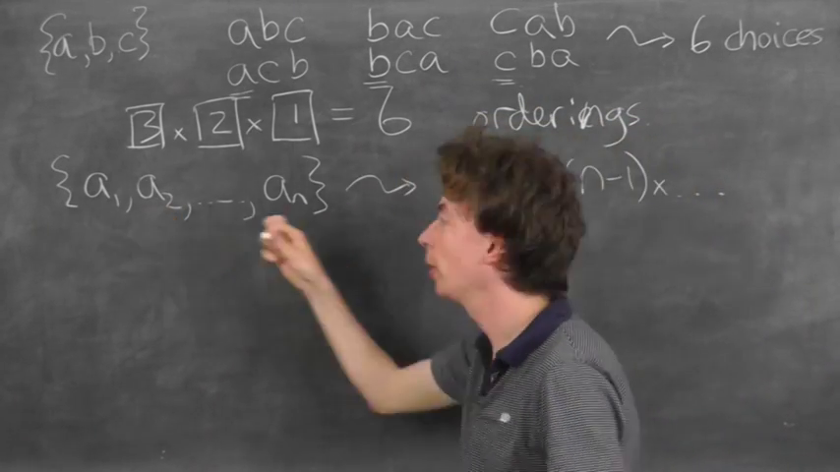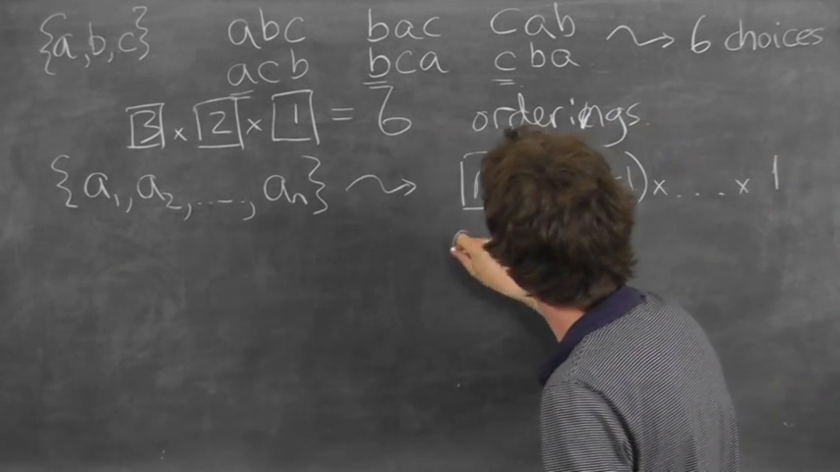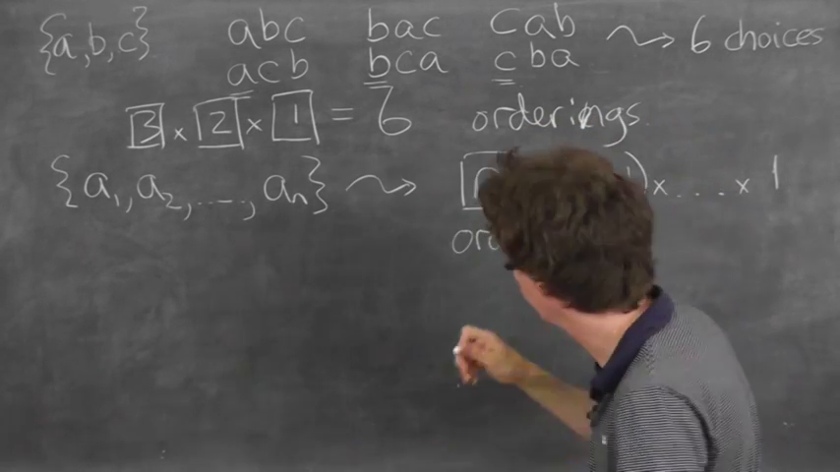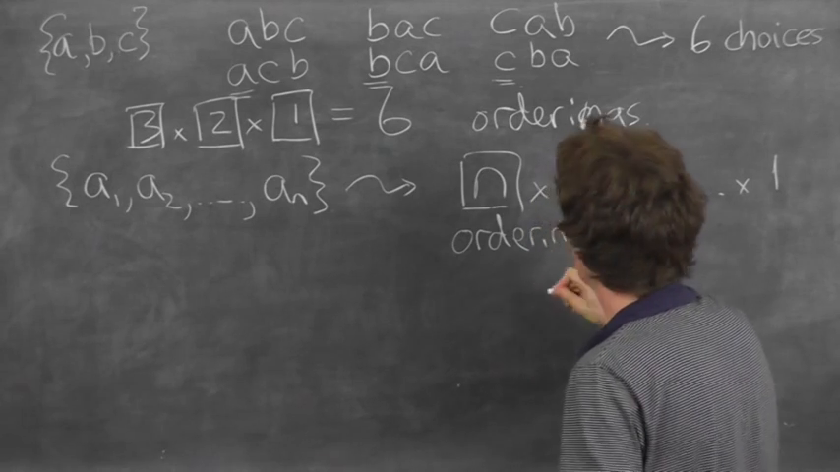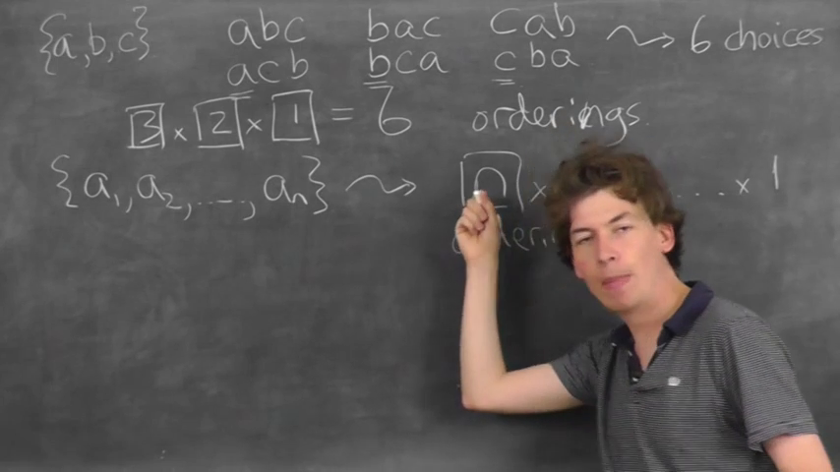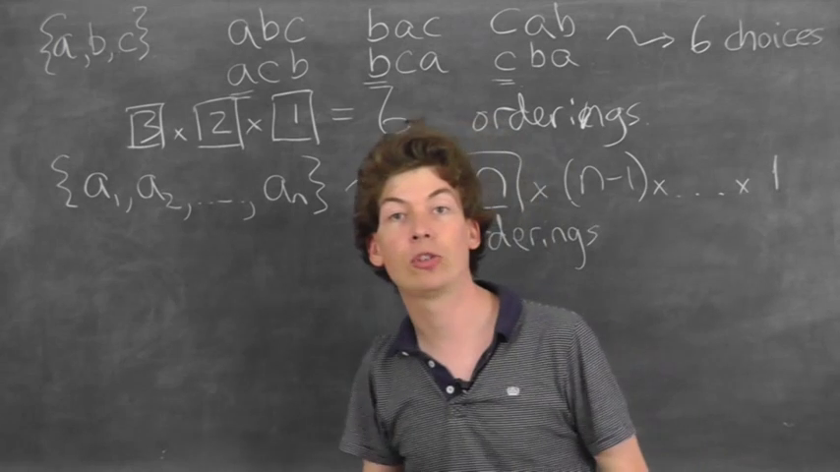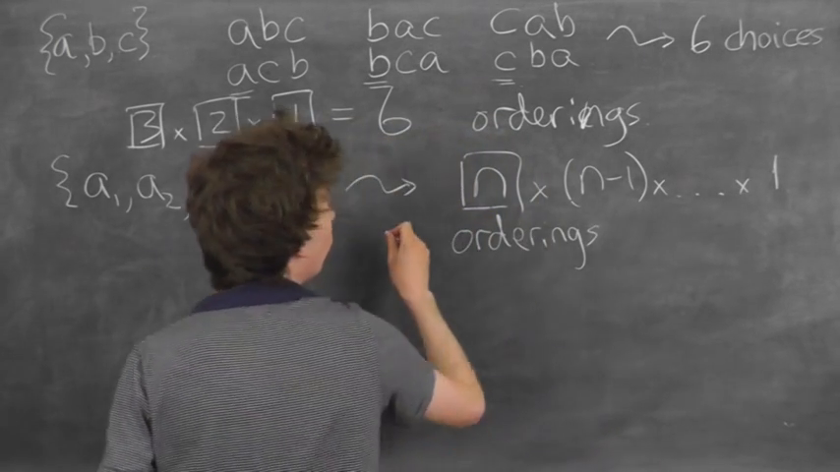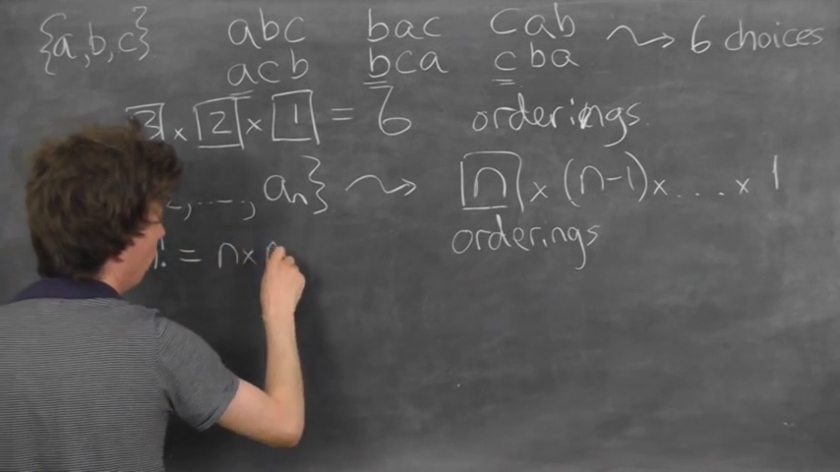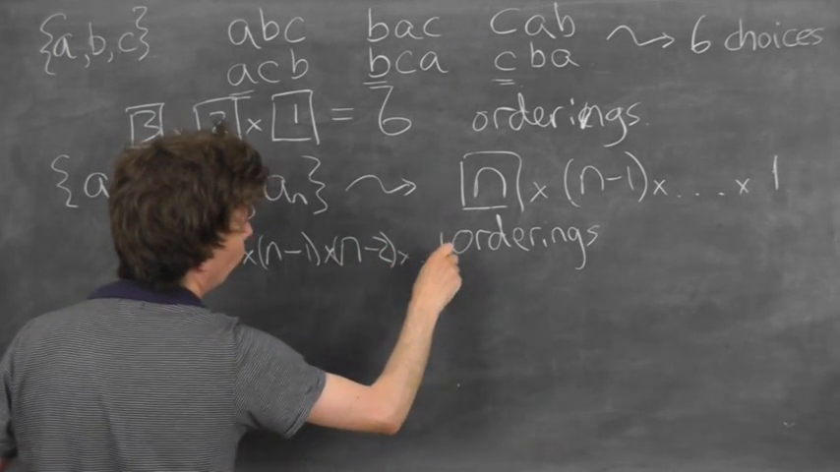And of course, we go down with n minus 2 choices, n minus 3, etc., all the way down to 1. So we've got n by n minus 1 by n minus 2 by ... orderings of a set with n elements. Great. So it's a little bit messy to write n by n minus 1 by n minus 2 ... So we introduce some very neat notation. We define n factorial to be n by n minus 1 by n minus 2 all the way down to 1.